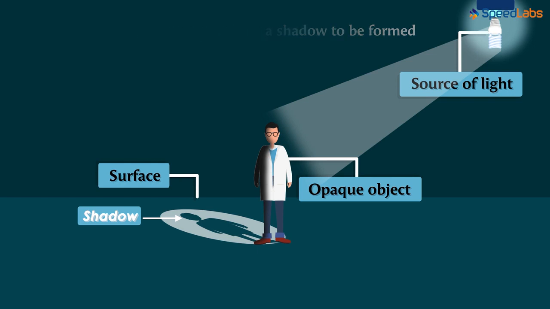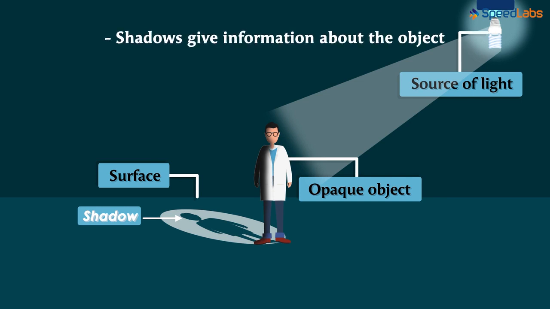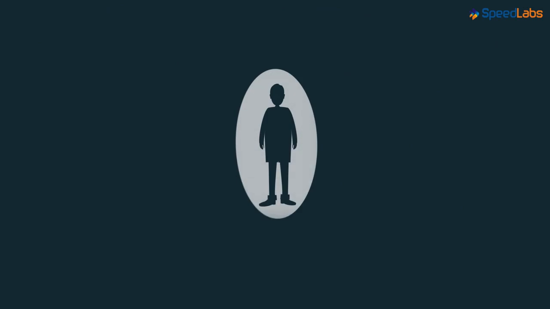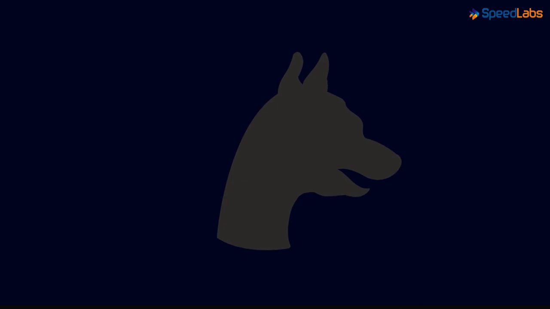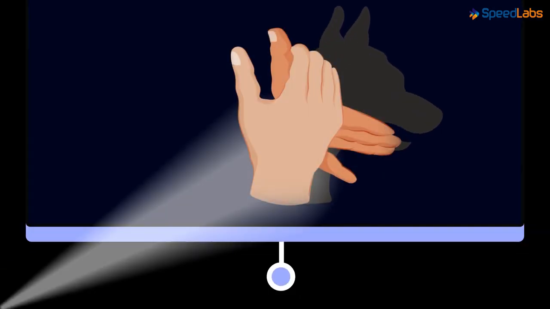What's so special about shadows? Shadows also give us some information about the object. So if I show you this shadow, you will be able to tell me that it's a human body's shadow. But sometimes they can also be misleading. For instance, can you name the body of which this is a shadow? You'd probably say it's that of a dog, but it's just our human hands playing the trick.